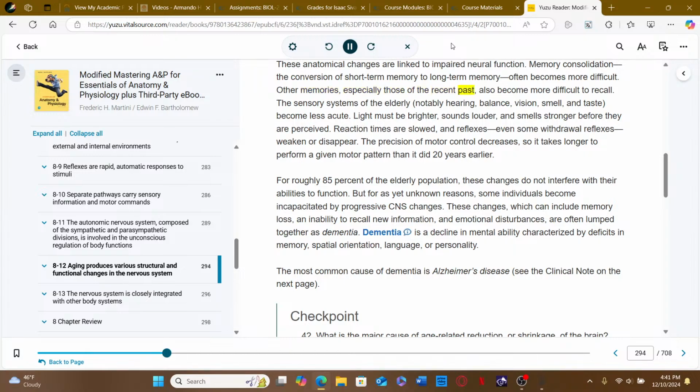Other memories, especially those of the recent past, also become more difficult to recall. The sensory systems of the elderly, notably hearing, balance, vision, smell, and taste, become less acute. Light must be brighter, sounds louder, and smells stronger before they are perceived. Reaction times are slowed, and reflexes, even some withdrawal reflexes, weaken or disappear.